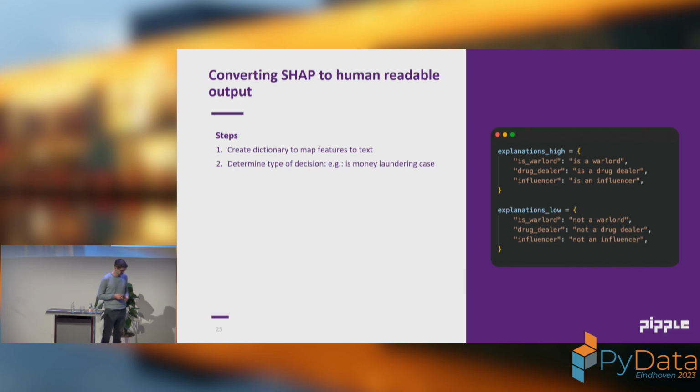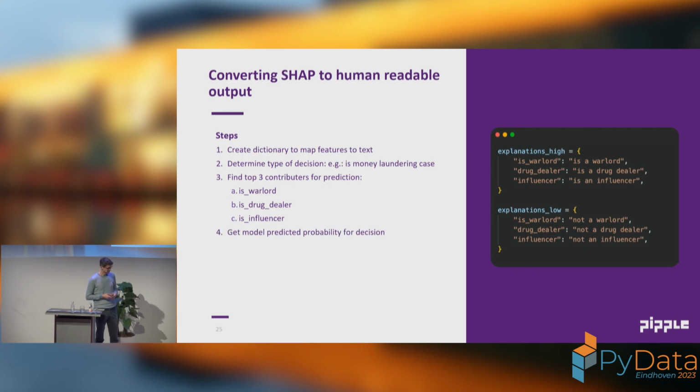Second step, let's look at a single transaction. Let's assume it is a money laundering case. Step 3, for the specific case, we find the top 3 features, but not absolute, but really specifically the top drivers for this position that it is a money laundering case. And fourth step, simply get the predicted outcome of the model for the single case.